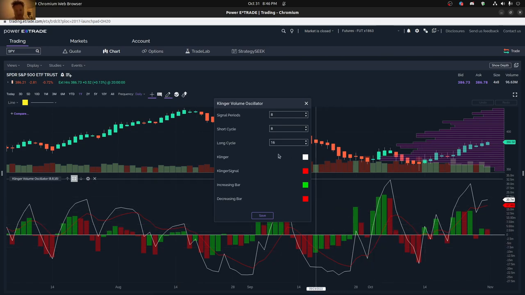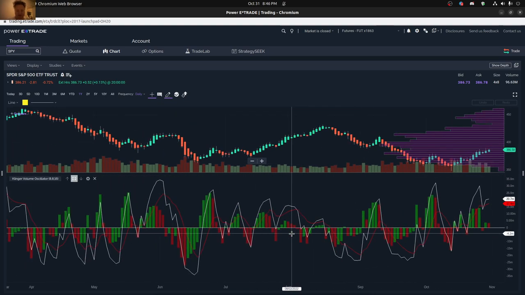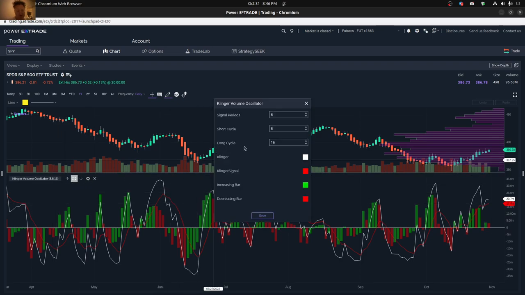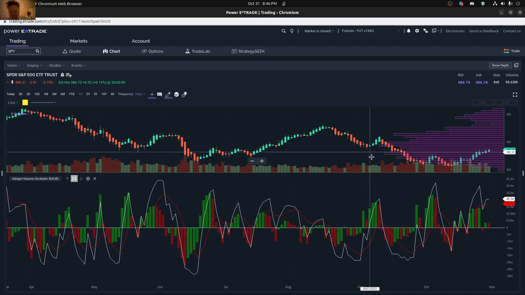So take a careful look at this. You can see the Klinger signal, and then the volume bars, increasing volume, decreasing. So how do you use this to trade? To make it really simple, it does an average. So when you do the short cycle of 8 and 16, you basically have a chart that looks similar to this one. And when it gets to be positive, that means that for the past 16 to 8 intervals, it's primarily starting to change.